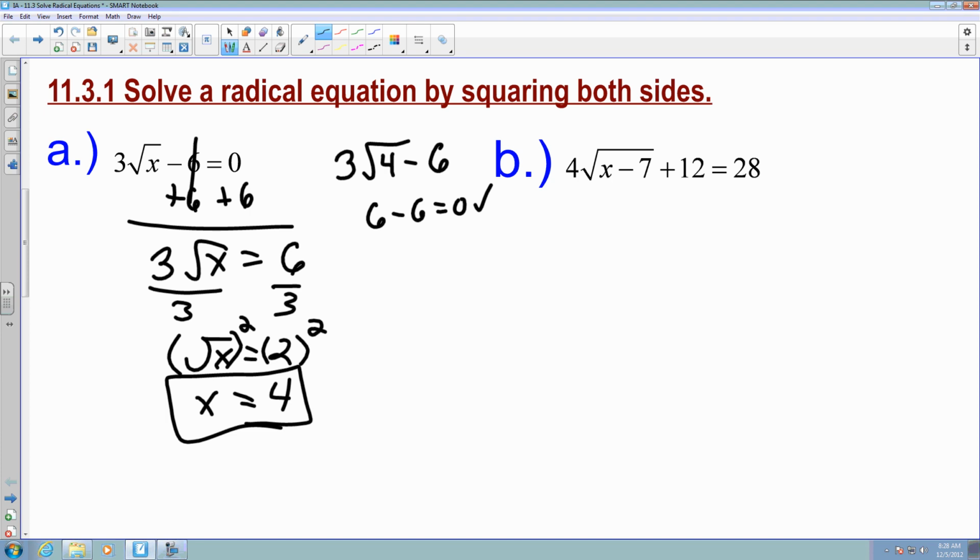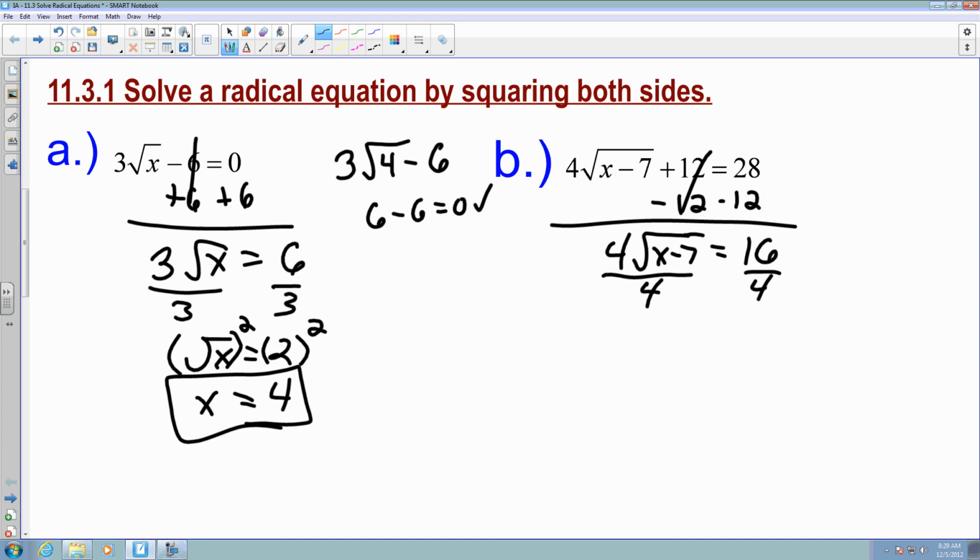Let's go to B. We have 4 times the square root of x minus 7, plus 12, equals 28. So let's do step 1. Let's isolate the square root. I'm going to subtract 12 from both sides. That cancels out, and now that gives me 4 square root of x minus 7 equals 16. I'm going to divide both sides by 4, which now gives me the square root of x minus 7 equals 4.